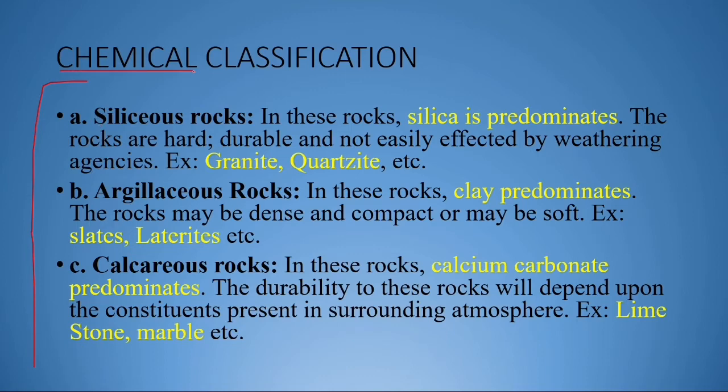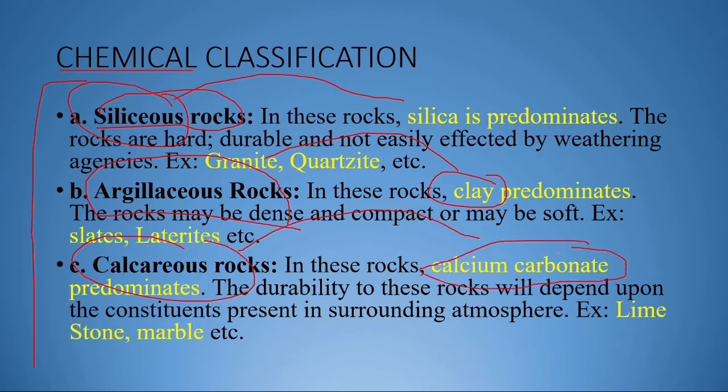So from this slide, the thing that you have to remember is very simple. In chemical classification, siliceous rocks means what is predominant? Silica. Next is argillaceous rocks, so clay predominates. Calcareous rocks, calcium carbonate predominates. Fine. Just remember these three things, and you also have to remember the examples of these.